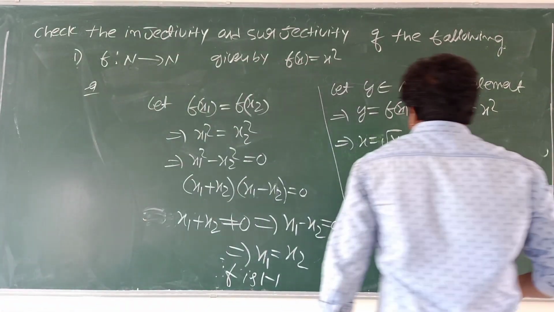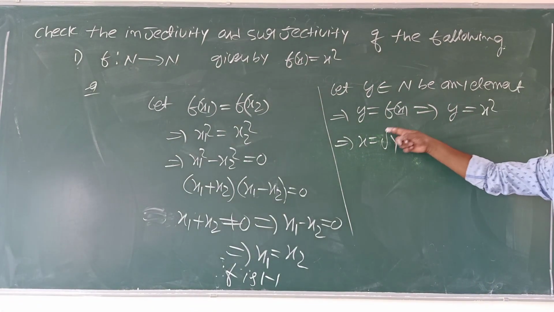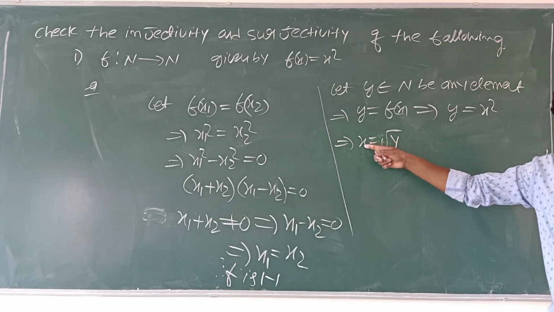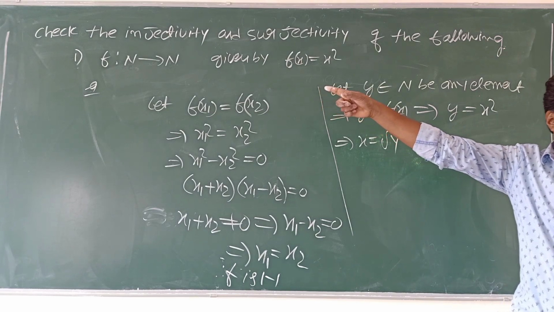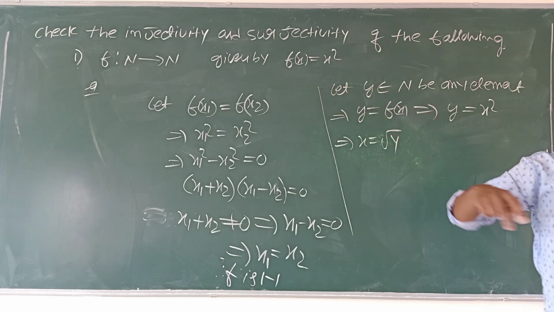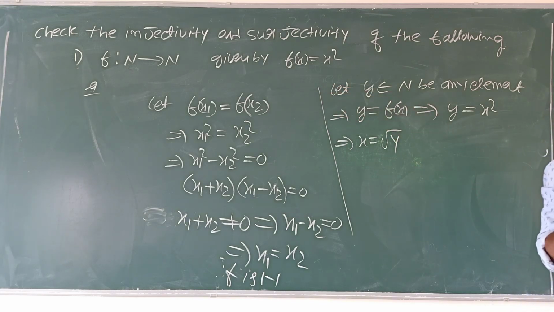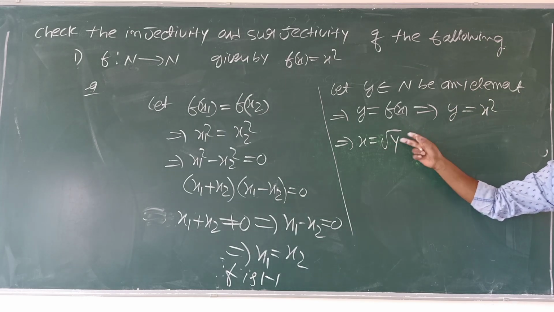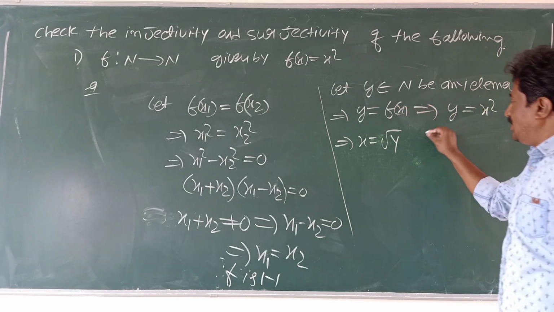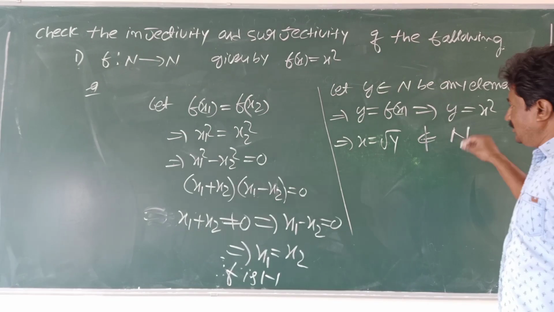Is this clear, students? The x value, root y. Does this x value belong to the first set? No. Naturals never contain numbers with roots. Tell me naturals: 1, 2, 3, 4. This type of numbers are not naturals. Belongs to or does not belong to? Does not belong to N.